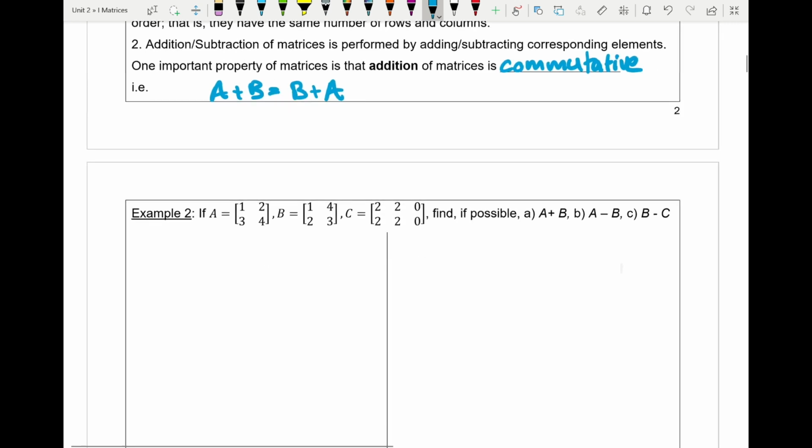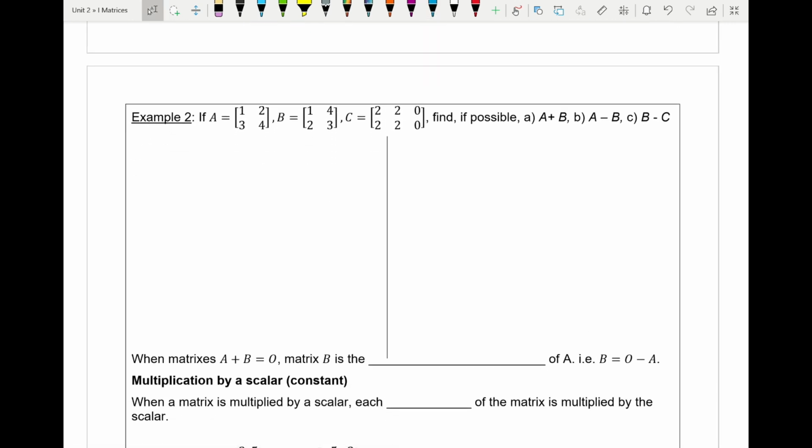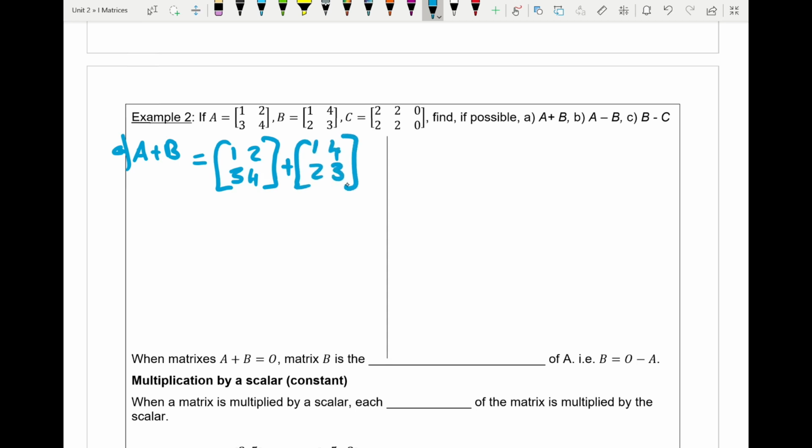So let's take a look at some of our sums or differences. So a plus b is the first sum we've been asked to find. So 1, 2, 3, 4 plus 1, 4, 2, 3. All we're doing is adding the individual elements. So I'm going to get 1 plus 1 is 2, 2 plus 4 is 6, 3 plus 2 is 5, and 4 plus 3 is 7.